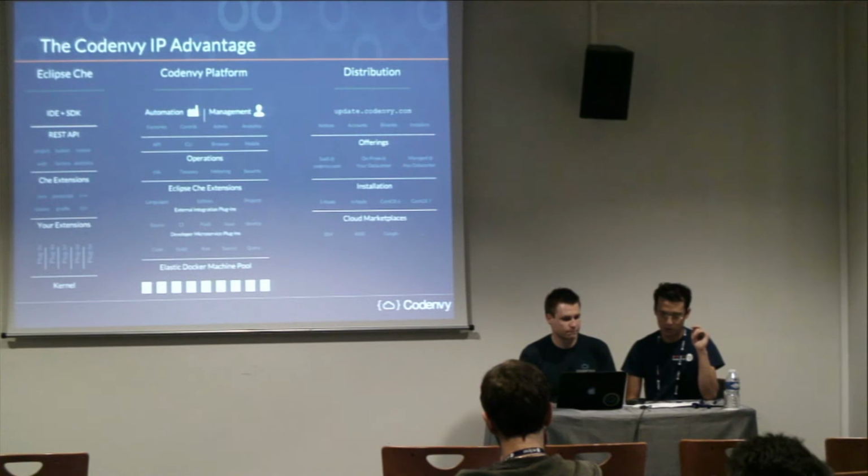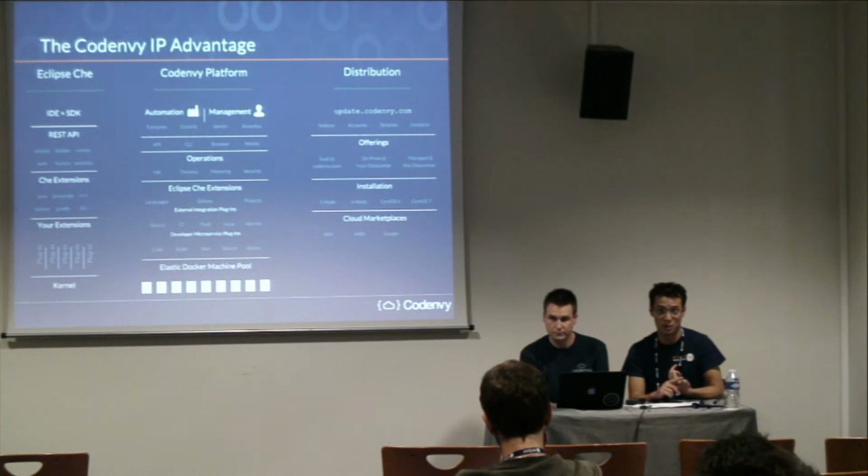So, as I told you, Eclipse Che is the IDE plus the SDK to create new extensions. It comes with a default REST API to access the workspace, the file system, and the builders and the runners. And it comes with a lot of extensions giving you features for Java, JavaScript, Maven, Gradle, Git, and accessing SQL databases. So it's all encoded in Eclipse Che.